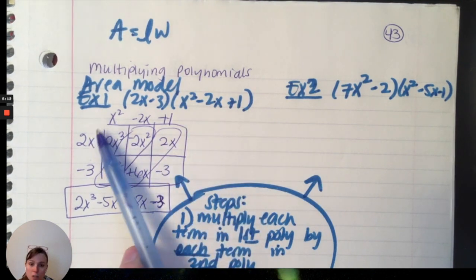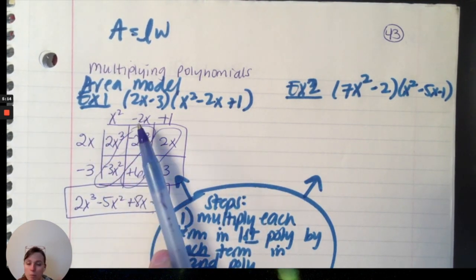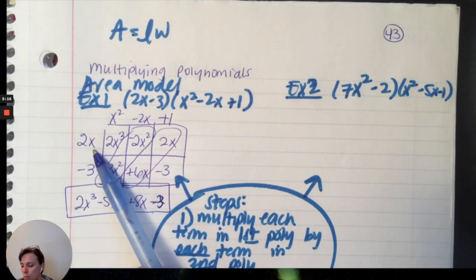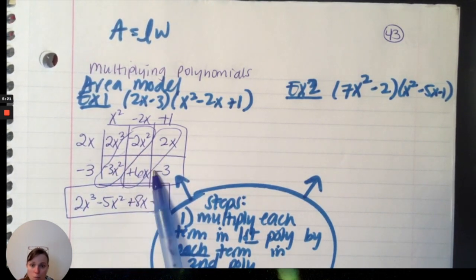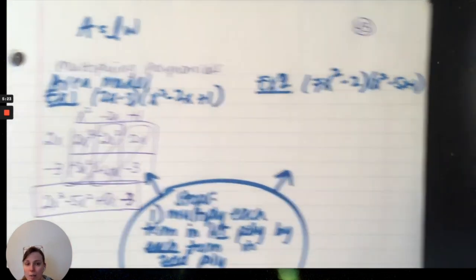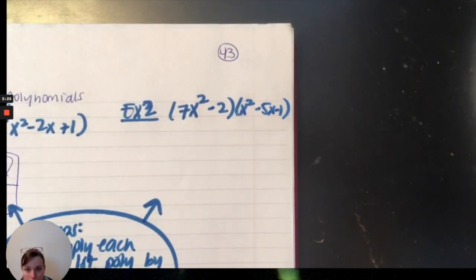I did 2x multiplied by x squared. I did 2x multiplied by negative 2x. I did 2x multiplied by positive 1. And I did the exact same thing for negative 3. Multiply, multiply, multiply. I'm going to show that same work, but with arrows or rainbows instead.